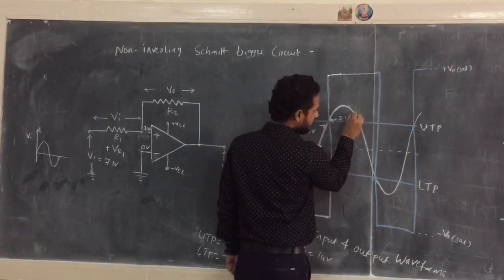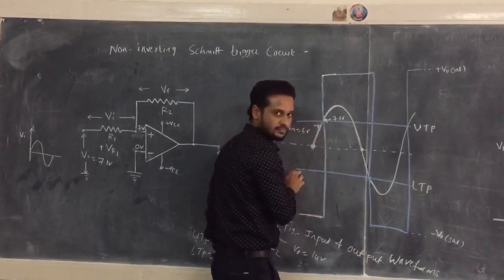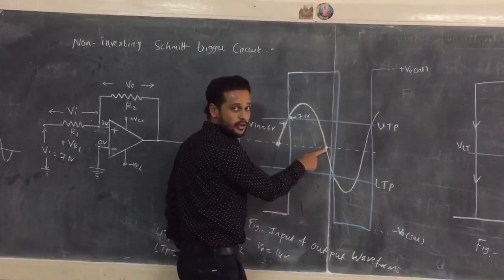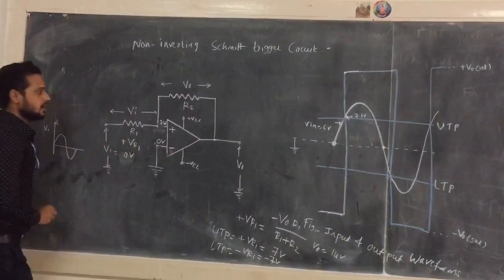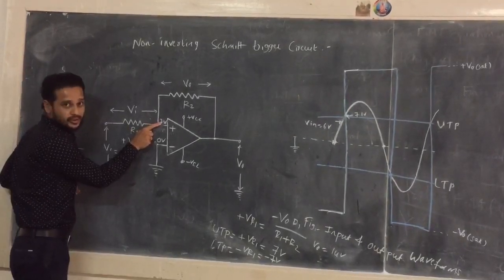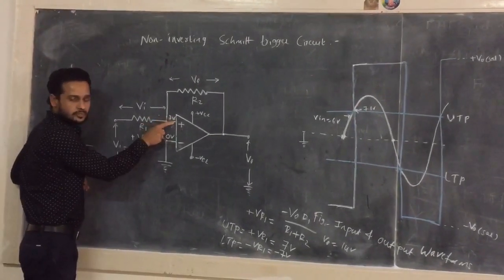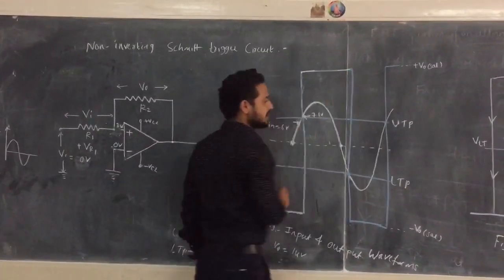Now the input voltage is decreasing, and it will reach the zero value. The value of the input voltage at this point is 0 volt. But what is the voltage available at the non-inverting terminal of the op amp? It is 7 volt. The voltage at the non-inverting terminal is still more. It is positive only, so the output remains at plus V naught saturation.